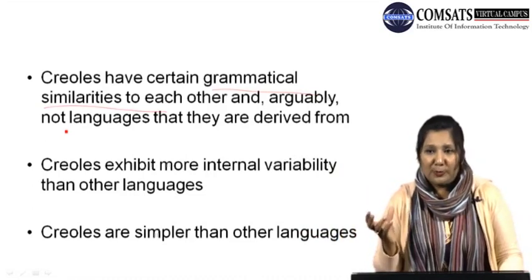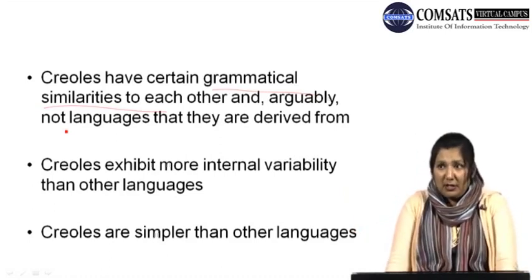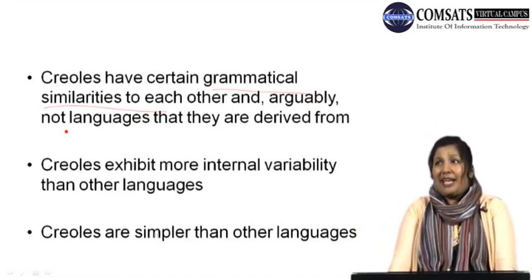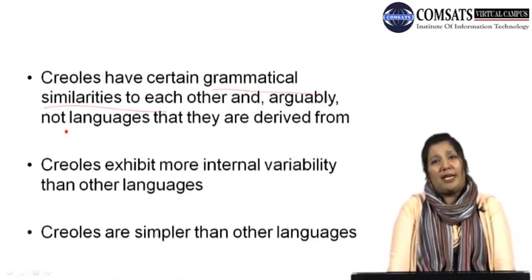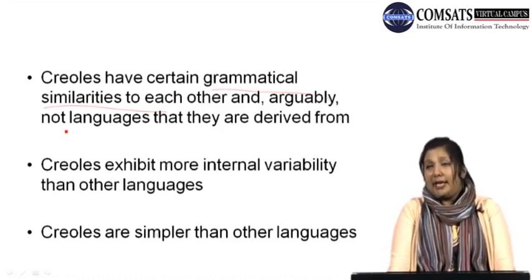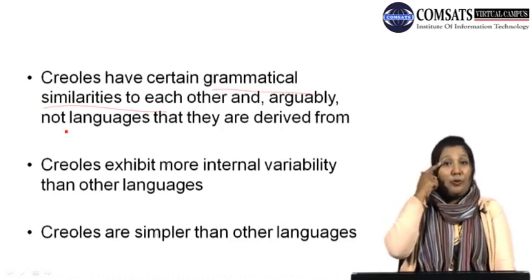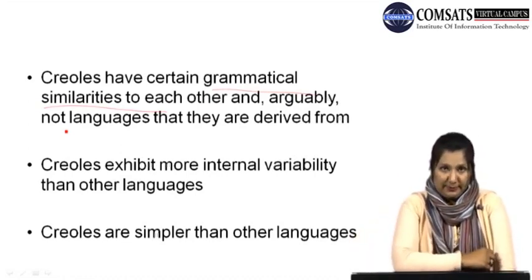Let's say there was a group of 50 people living in one community. Out of these 50, there were 10 languages spoken among them, but those 50 people could not communicate with each other because there was not even a single common language. So out of those 10 languages, there emerged a new 11th language for the group of those 50 people. That 11th language was known as pidgin.